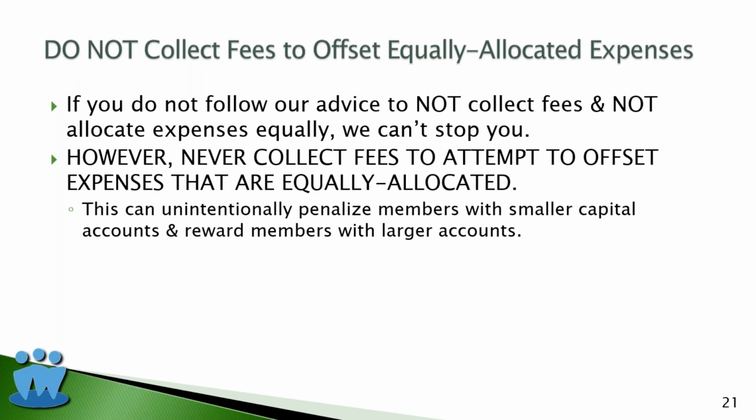And that's how it's done in the software. If you have an expense that is equal to the value of one unit, if I own 100 units, I lose 1% of my holdings. If someone has 1,000 units, they lose 0.1% of their holdings. So you can see how the people holding a lot fewer units get penalized. They lose a greater percentage of their units by that equal allocation.